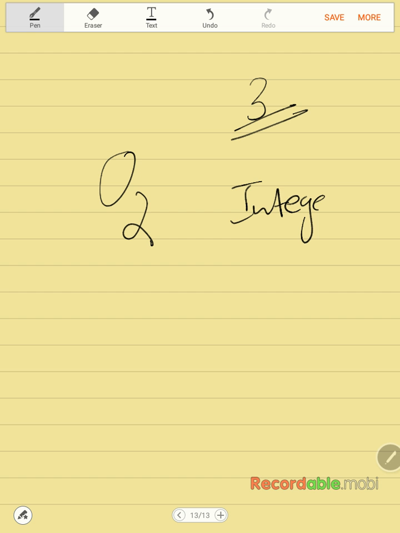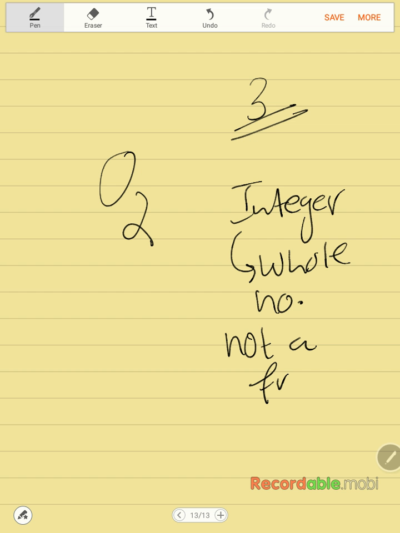Integer, by the way, means a whole number, meaning not a fraction. These are all synonyms: integer, whole number, not a fraction. So you cannot multiply 2 by any integer to give you a 3. It has to be a fraction, so it will be 3 over 2.